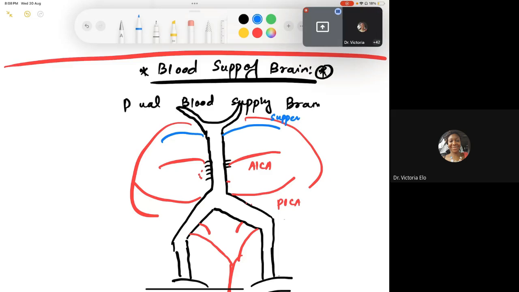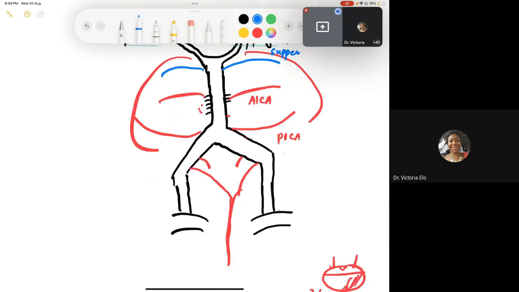And in the end, they divide as the posterior cerebral artery, not cerebellar artery. Keep that in mind, which is going to supply the posterior cerebrum, right? We are going to discuss exactly where these branches arise and which parts of the brainstem are supplied by these arteries in tomorrow's lecture, which is brainstem. We'll be discussing the lesions, what will happen if we have this problem.